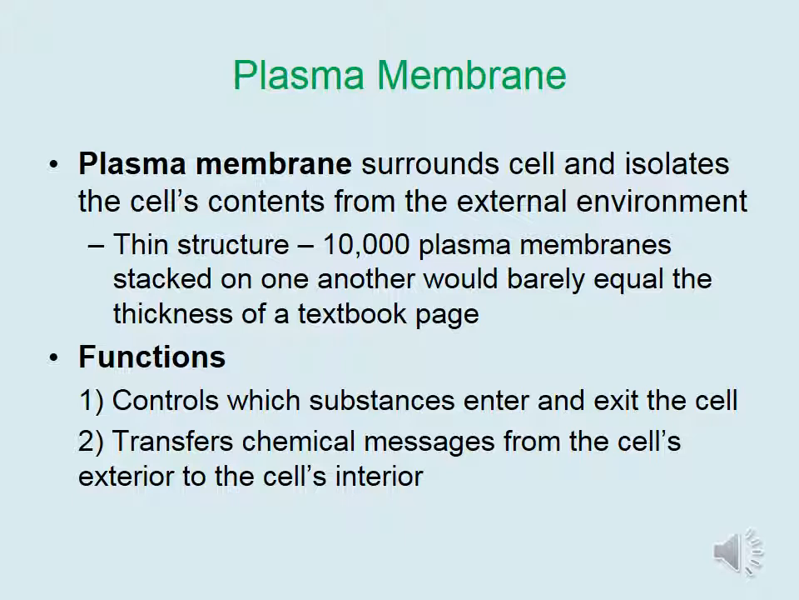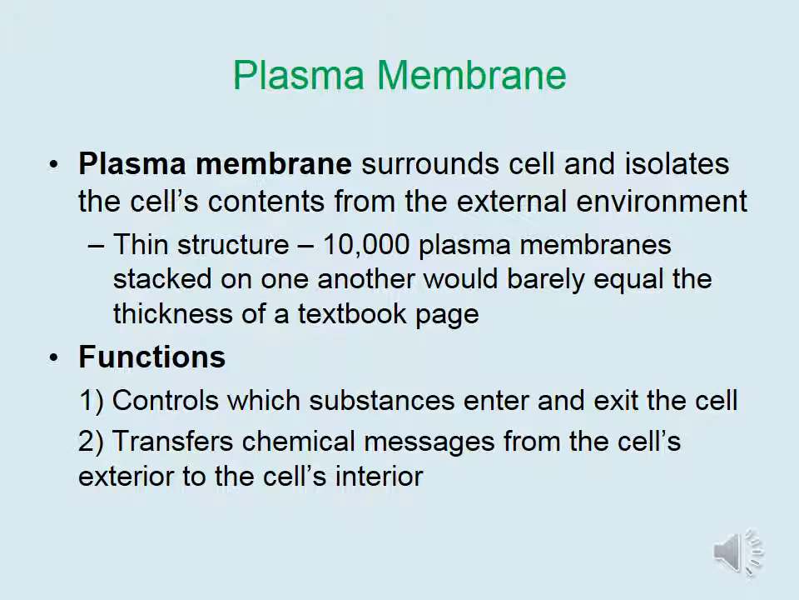The plasma membrane surrounds each cell and isolates the cell's contents from the external environment, whether that be within the confines of a multicellular organism or from the outside environment. The plasma membrane is extremely thin. How thin? Well, it's estimated that you could take 10,000 plasma membranes and stack them on top of one another, and they would still barely equal the thickness of a textbook page.